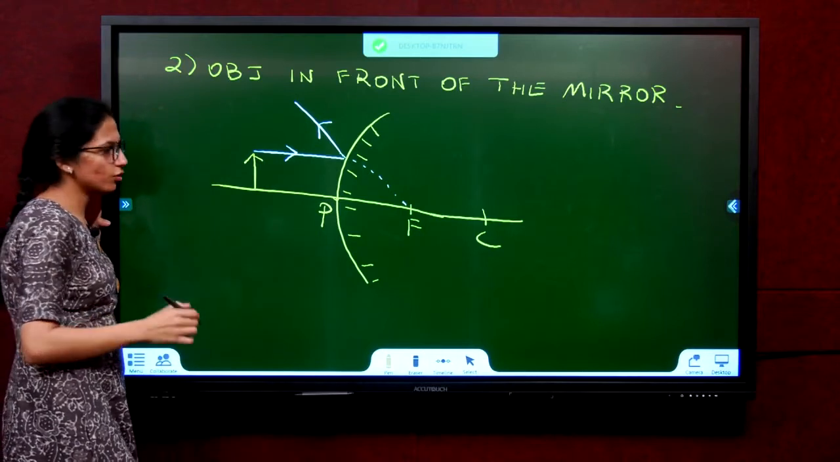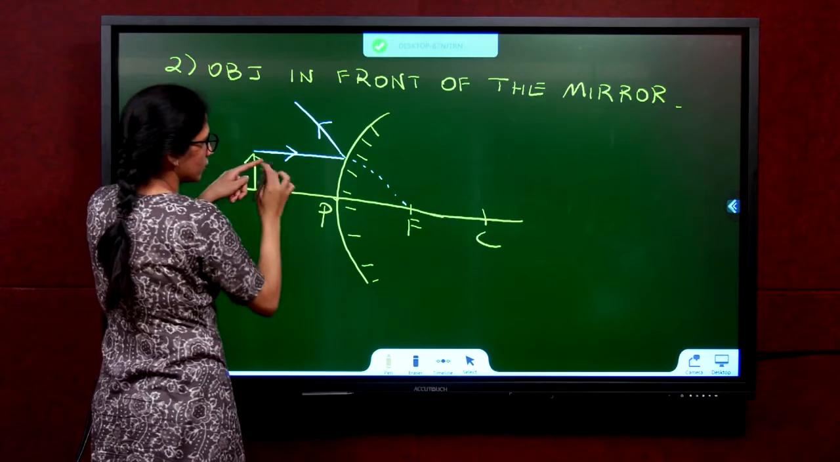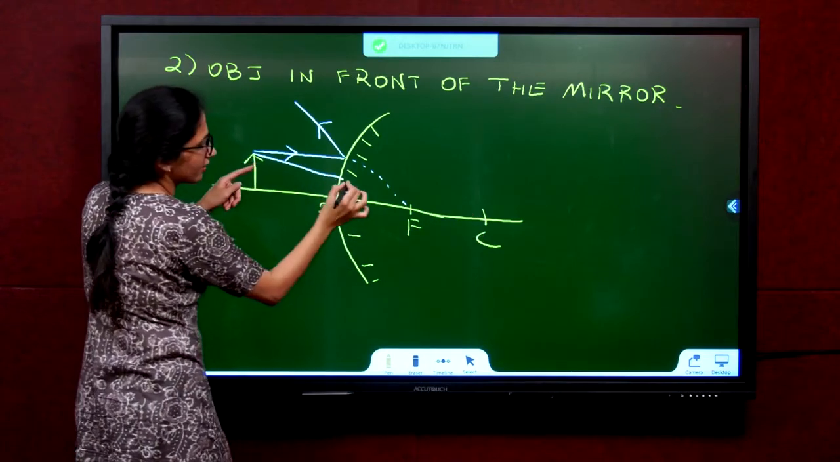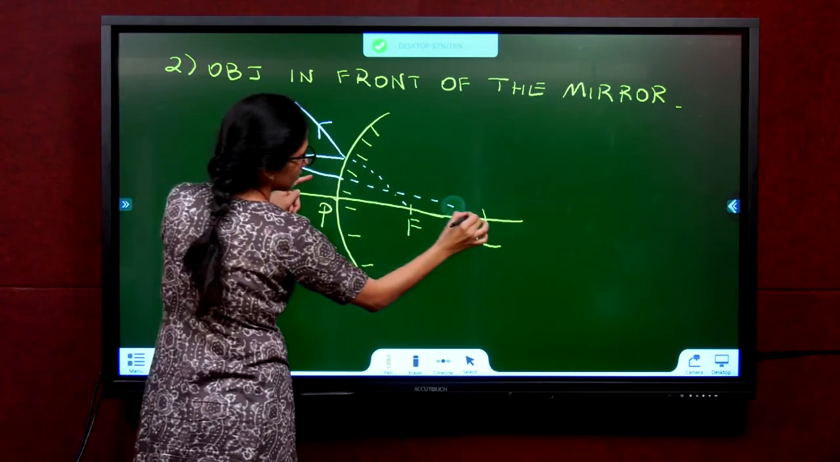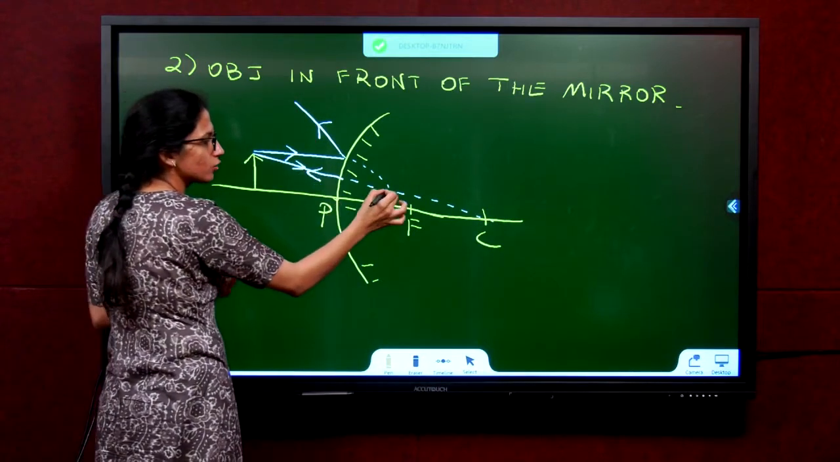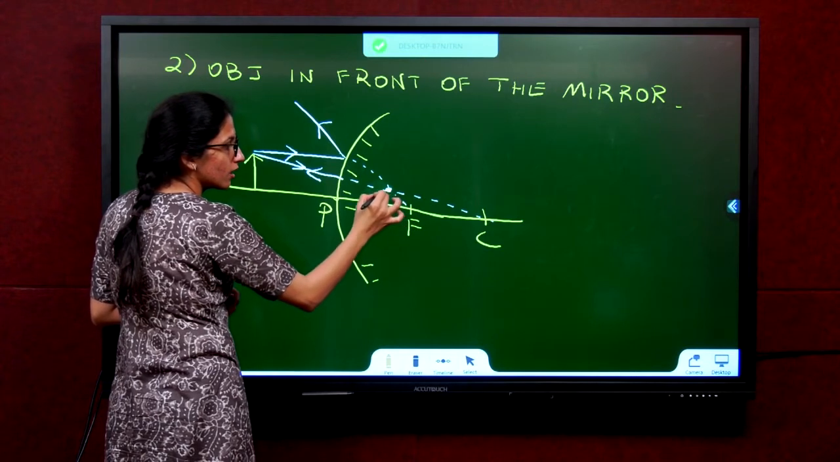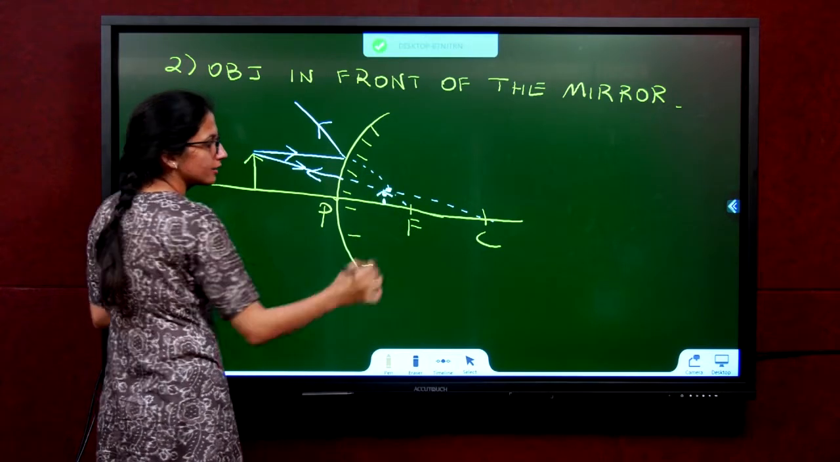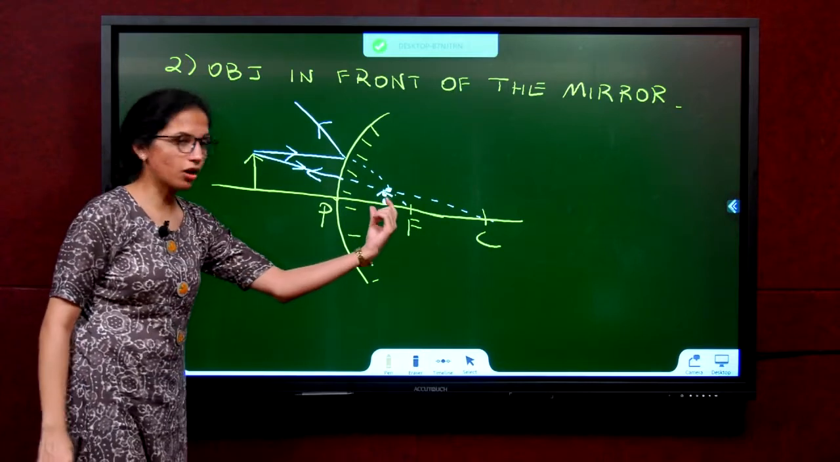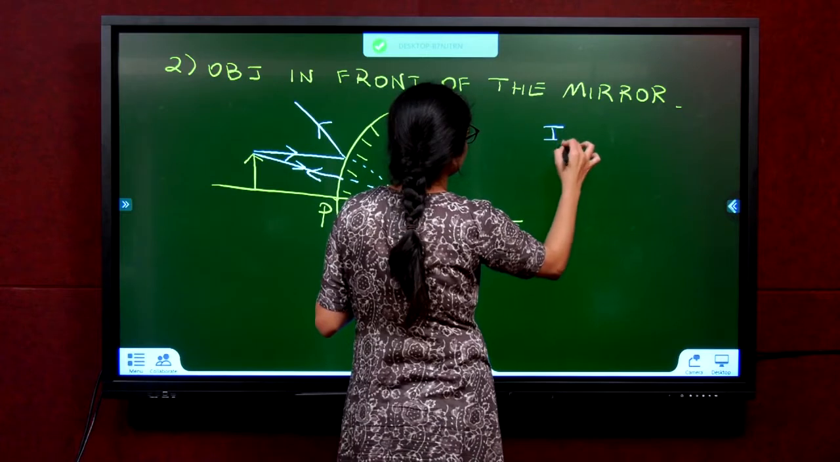Another ray passes through C. So take your scale and join these 2 points. It should pass through C. It can really not pass through C. It can only reflect, so it goes back. Where do these 2 rays meet? They meet here. Is it really meeting? No. So this is the image. It became small, but it's virtual and erect. So what is the image position?